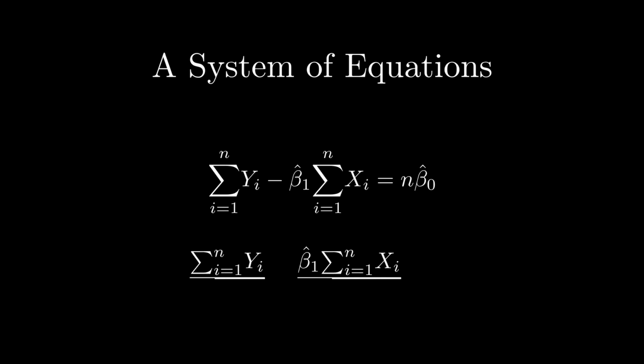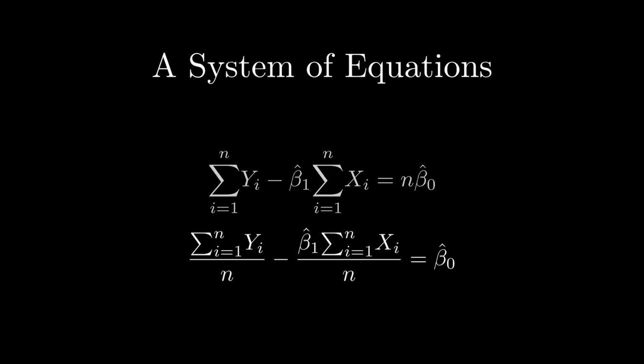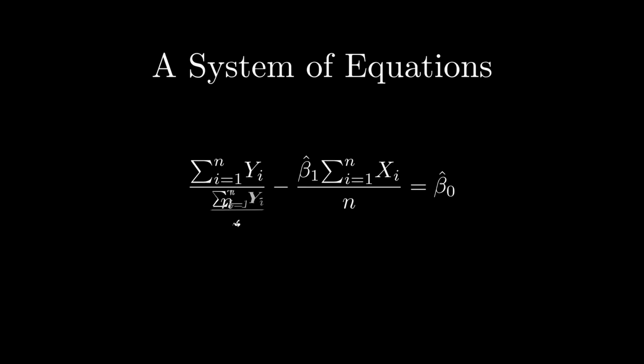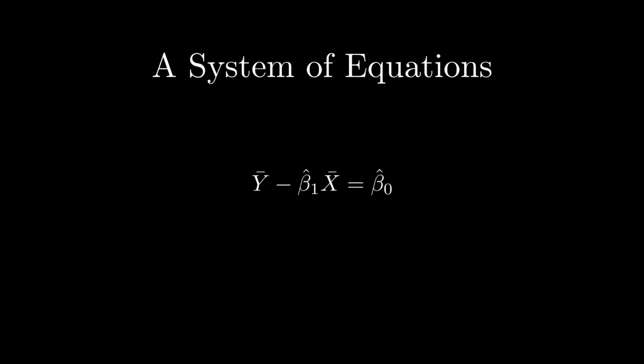Dividing both sides by n isolates beta 0 on the right side. Finally, the sum of y over n is just the average of y, and the sum of x over n is just the average of x. Now, my crippling OCD won't let me have beta 0 on the right, so I like to rewrite this expression with beta 0 on the left.